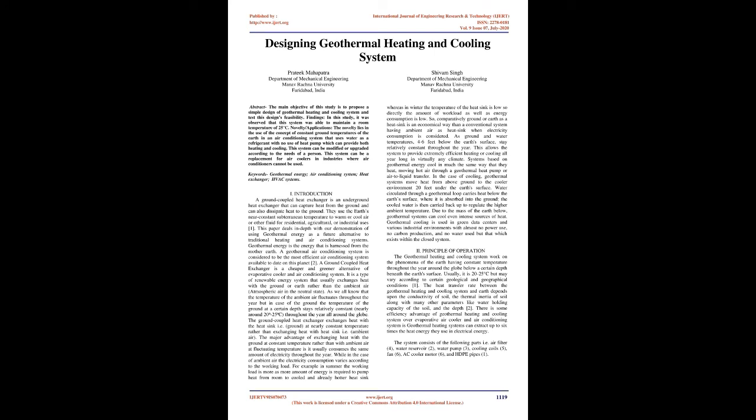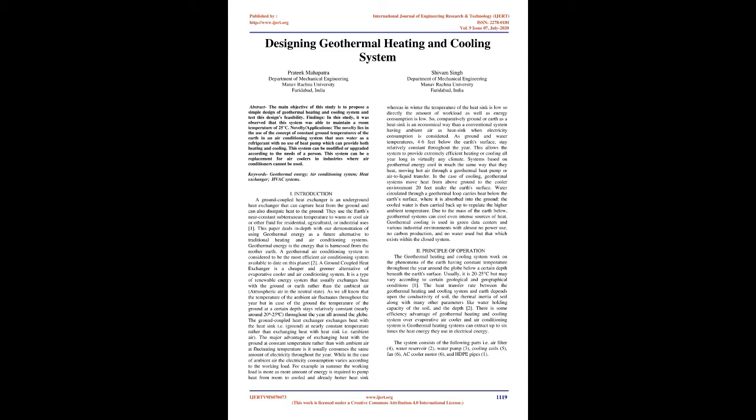Whereas in winter the temperature of the heat sink is low, so directly the amount of workload as well as energy consumption is low. So, comparatively, ground or earth as a heat sink is a more economical way than a conventional system having ambient air as heat sink when electricity consumption is considered. As ground and water temperatures, 4 to 6 feet below the Earth's surface, stay relatively constant throughout the year, this allows the system to provide extremely efficient heating or cooling all year long in virtually any climate.